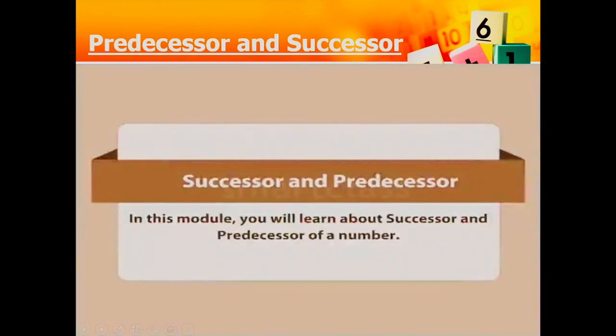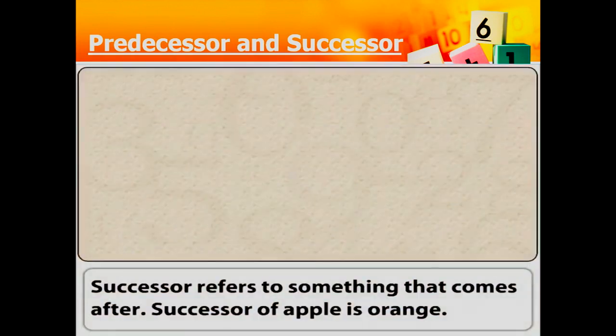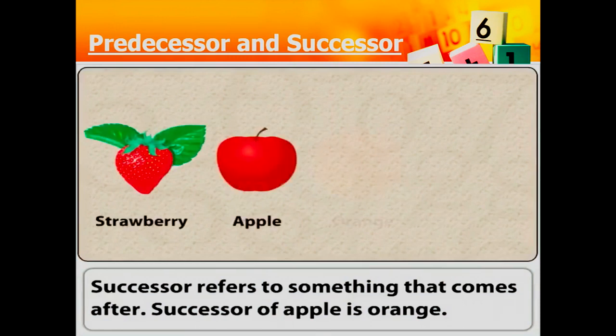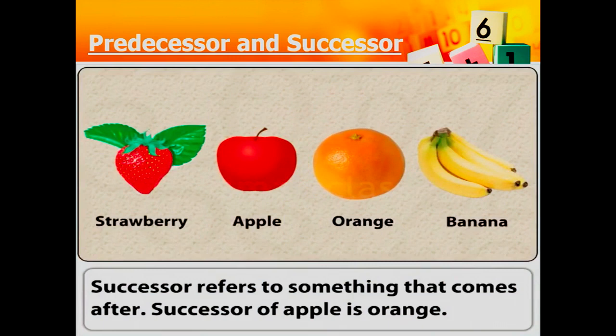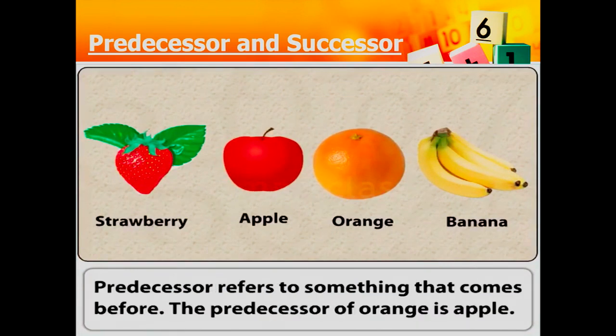Successor and predecessor. In this module, you will learn about successor and predecessor of a number. Successor refers to something that comes after. Here, successor of apple is orange. Predecessor refers to something that comes before. Here, the predecessor of orange is apple.